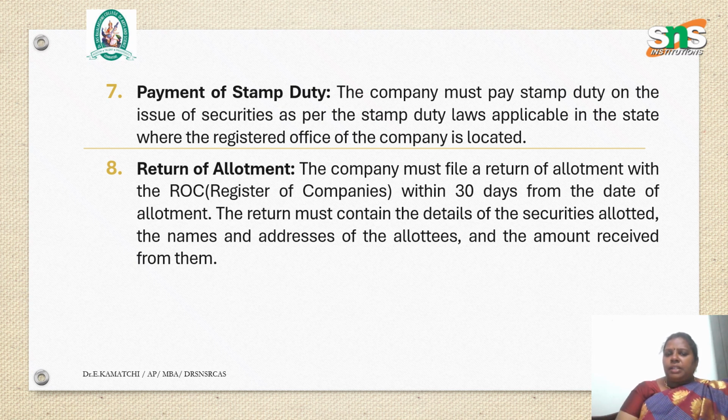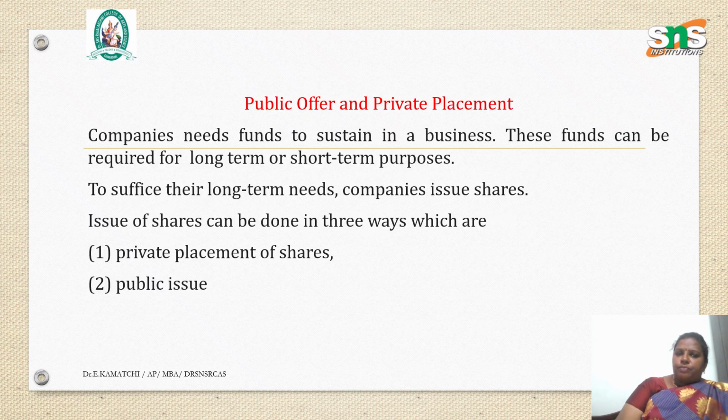Return on allotment. The company must file the return on allotment with the ROC, Registrar of the company, within 30 days from the date of allotment. The return must contain the details of the securities allotted, the names and addresses of the allottees, and the amount received from them. Public offer and private placement.